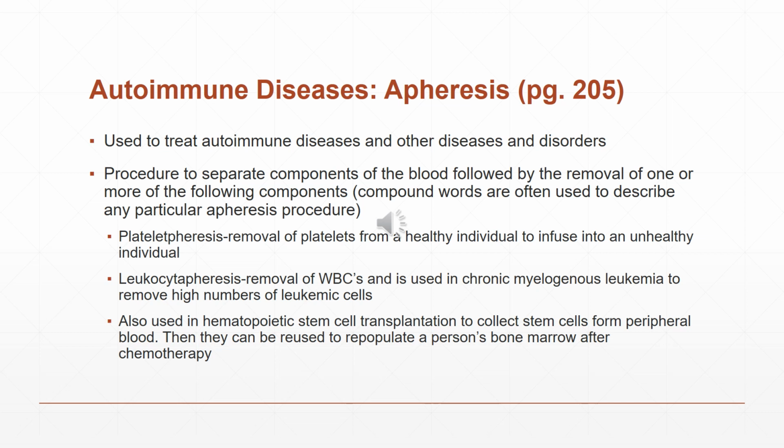It is also used in hematopoietic stem cell transplantation to collect stem cells from peripheral blood. They can then be reused to repopulate the person's bone marrow after chemotherapy. And leukocytapheresis is the removal of white blood cells and is used in chronic myelogenous leukemia to remove high numbers of the leukemic cells. This is basically a procedure they've had good luck with to help treat some of the autoimmune disorders that we see.